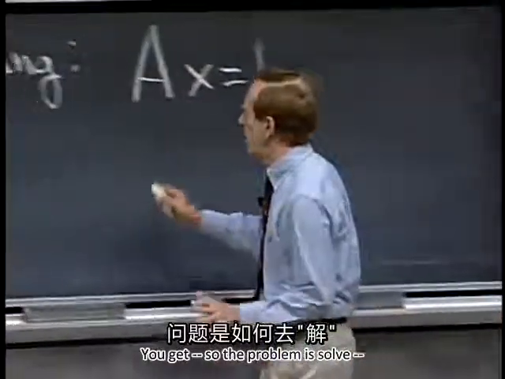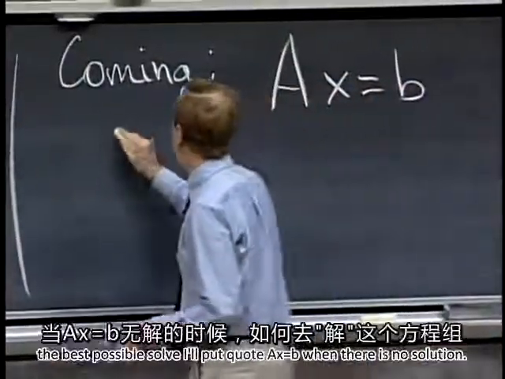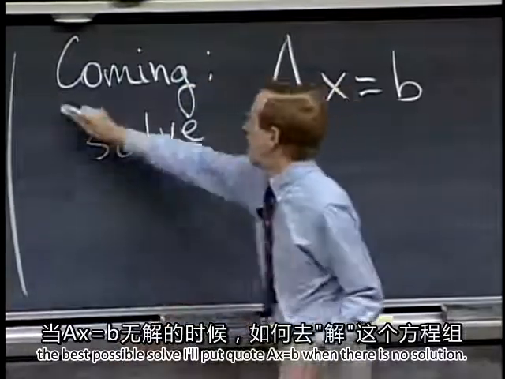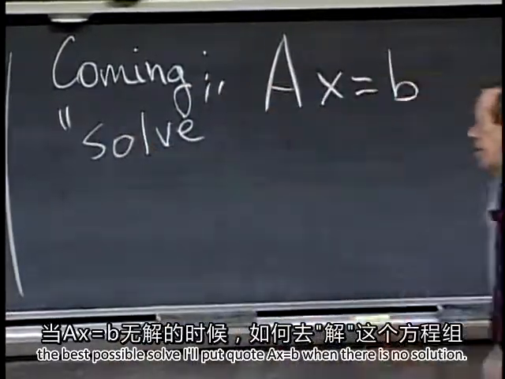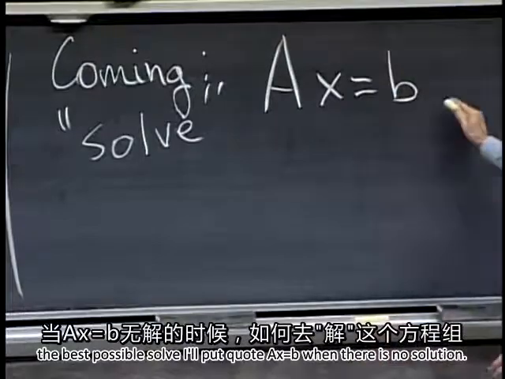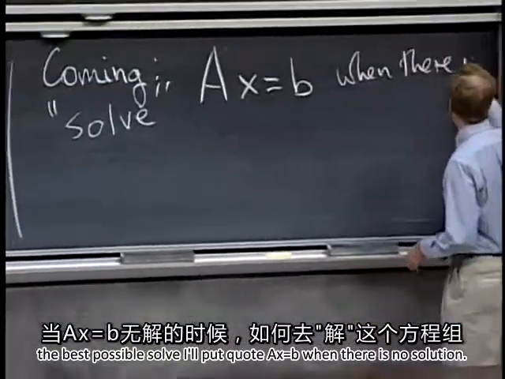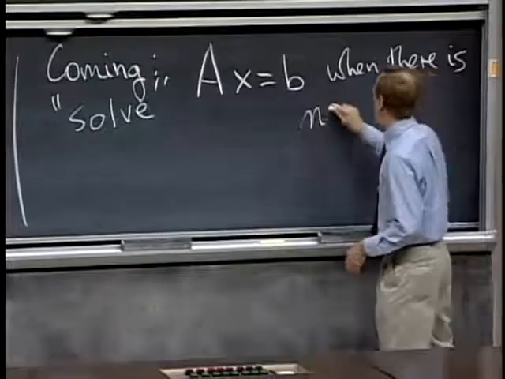So the problem is, solve as best possible. Solve, I'll put quotes, AX equal B when there is no solution.